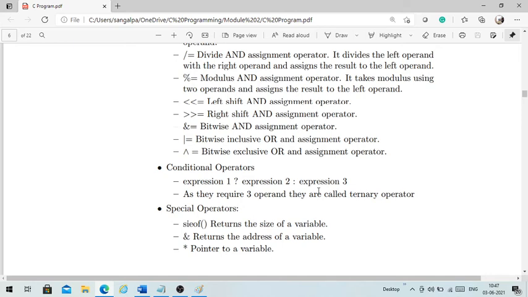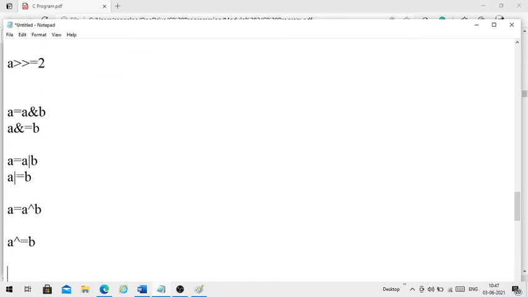So here we can have three operands. They are ternary: expression 1, question mark, expression 2, colon, expression 3. As they require three operands, they are called ternary operator. What it means? I will show you. This is a conditional operator, and it can be used instead of if.